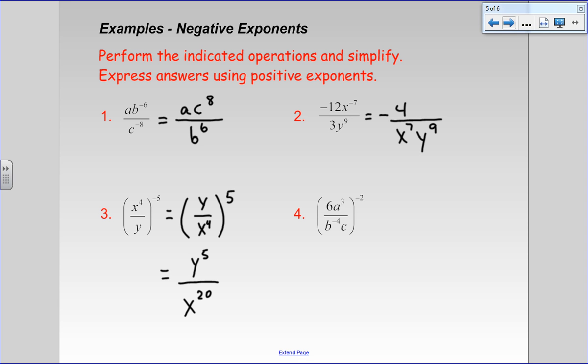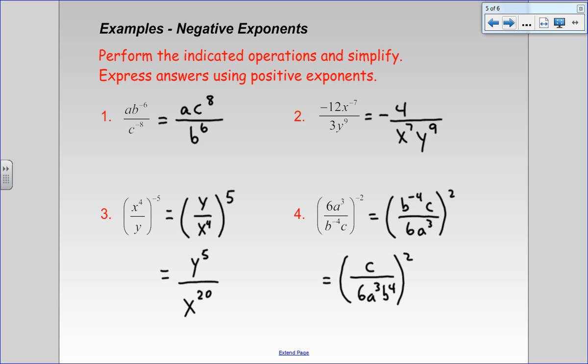Finally, in problem 4, once again, we have a fraction raised to a negative power. So let's begin by writing the reciprocal of that fraction to the positive power. So we have b to the negative 4th c over 6a cubed, that entire fraction squared. Next, note that within the fraction inside the parentheses, we have b to the negative 4th power. So we can move that factor to the denominator, leaving us with c over 6a cubed b to the 4th. That entire fraction should be squared.